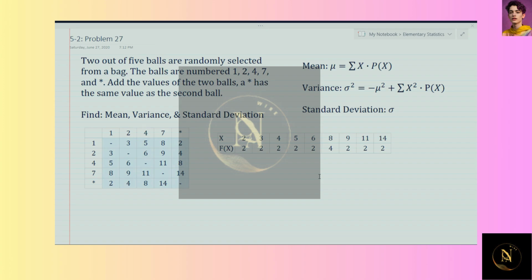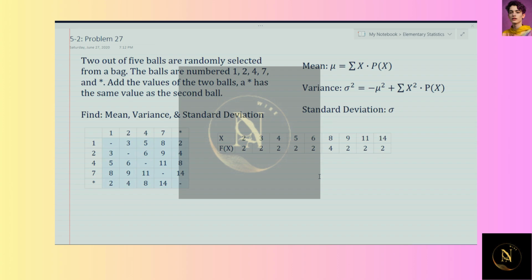In this problem, 2 out of 5 balls are randomly selected from a bag. Each ball is numbered 1, 2, 4, 7, and star. What we want to do is add the values of the 2 balls that we selected, and a star simply has the same value as the second ball. We want the mean, variance, and standard deviation of this.